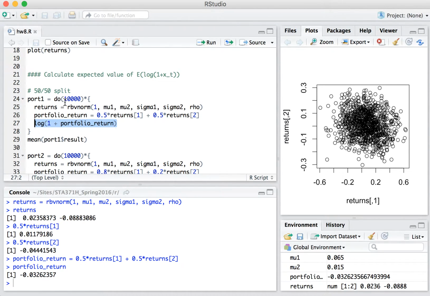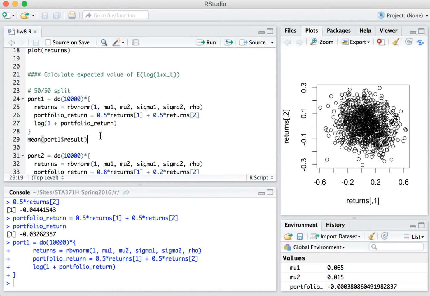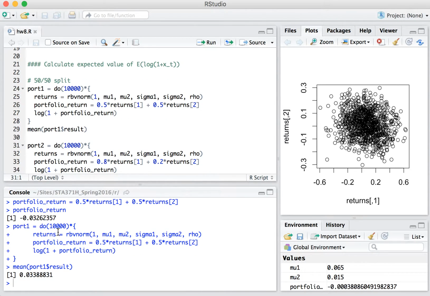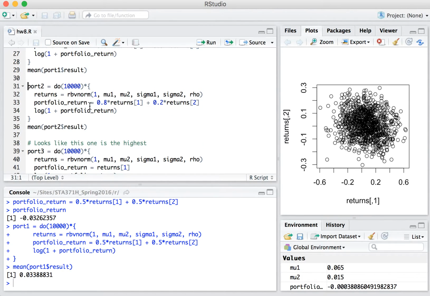So the logic of this do loop here is let's simulate 10,000 examples of the log of 1 plus our composite return. And let's go ahead and let this run in the background. It takes a little bit. Once we've simulated 10,000 of those, we can calculate their mean. And here the mean of that log of 1 plus y sub t, where y here is portfolio return, is about 0.34. And we can do the same thing again for the 80-20 split of stocks and bonds.